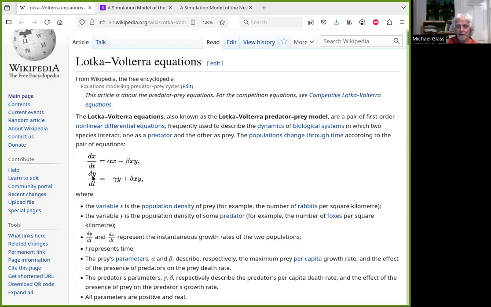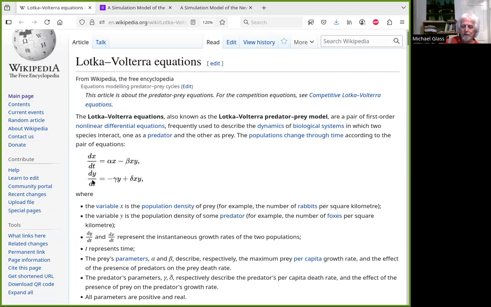The number of foxes is similar. We imagine the foxes just naturally die off in the absence of any rabbits. They have nothing to eat. So d foxes dt is going to be a negative number in the absence of rabbits. They'll get old and die, or they'll starve and die. And fox-rabbit interactions again will increase the number of foxes. So that's y prime.